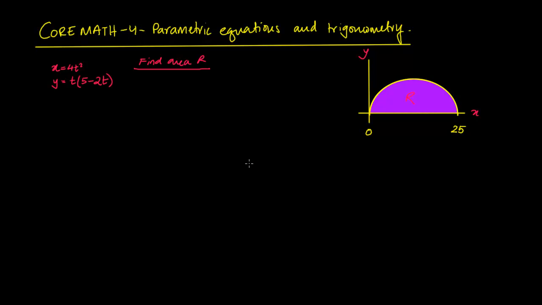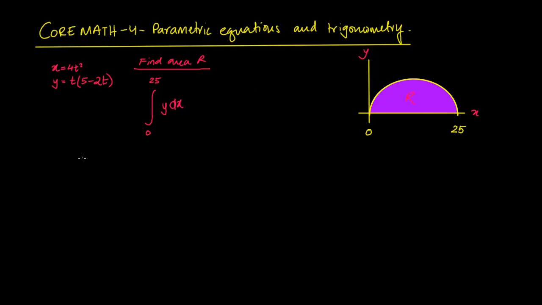Okay, so the first thing we've got to remember is that the area would be given by the integral from 0 to 25 of y dx, because it's essentially 0 to 25. That's what the area underneath is. But here, the problem is that we don't have the Cartesian equation, but we can solve it a different way, and that is what I am going to show you.